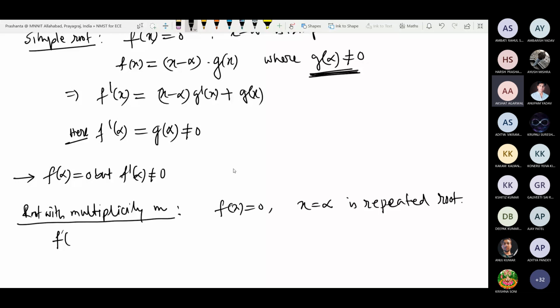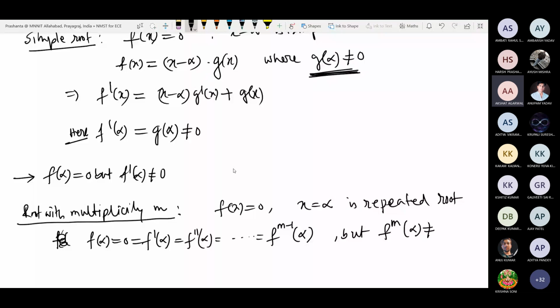So it is repeated m times, then the mathematical criteria will be f of alpha equals 0, so is f dash alpha, so is f double dash alpha, up to the m minus 1 time derivative at alpha equal to 0, but the m time derivative should not be 0. So this is the mathematical criteria. If this condition is satisfied at a root, then the root is repeated m times.